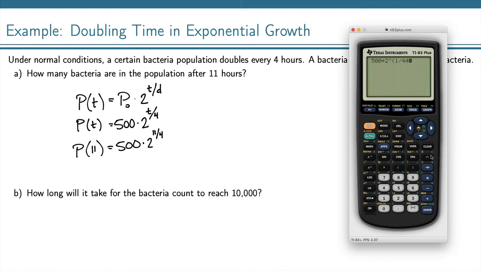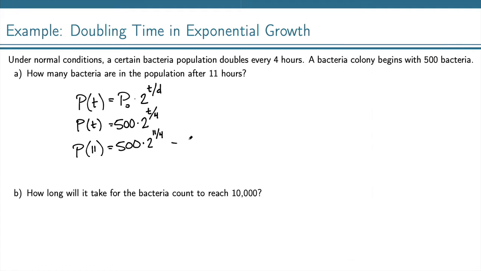It looks like I missed the 11 over 4. There we go. Okay, and we're going to round this to the nearest whole number because we're talking about how many bacteria there are, and so it only makes sense to talk about a whole number here. So rounding to the nearest whole number, that's 3,364.